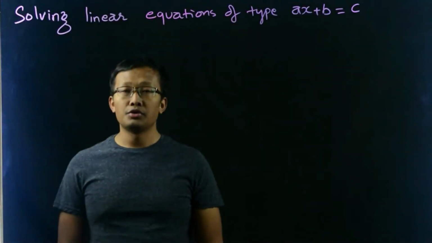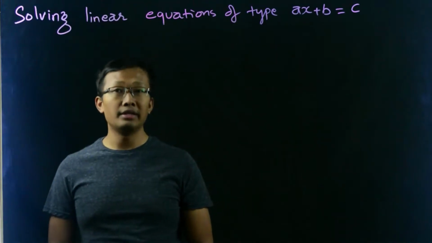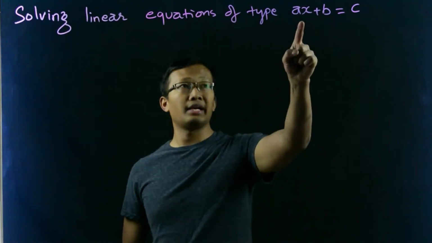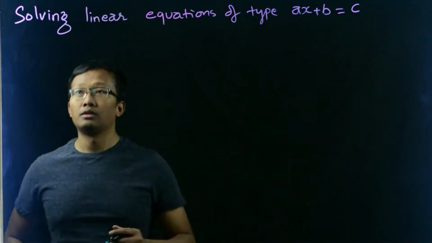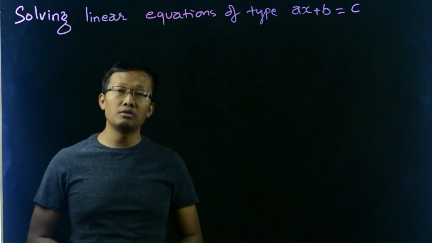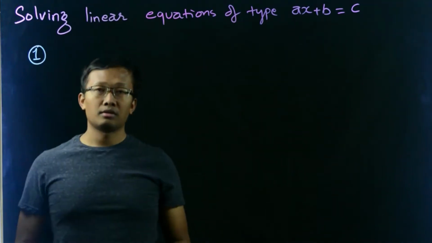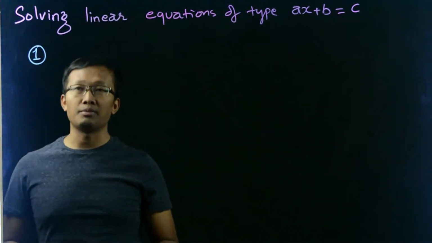Hello, today we'll learn how to solve linear equations of type ax + b = c. For this, we need to know two principles. The first one is the addition principle.